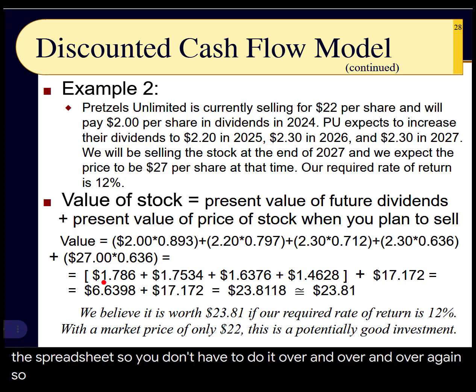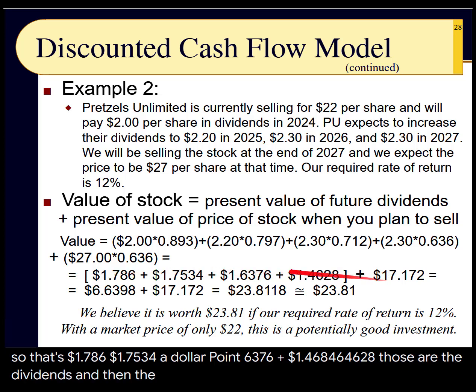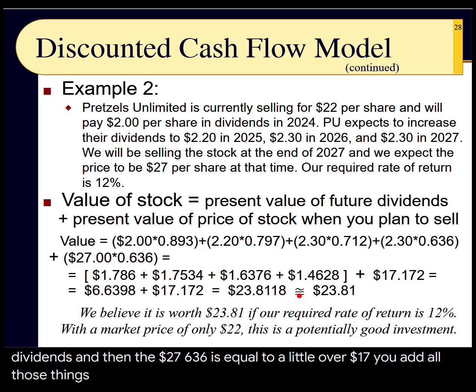So that's $1.786, $1.7534, $1.6376 plus $1.4628. Those are the dividends. And then the $27 times 0.636 is equal to a little over $17. You add all those things up and you get $23.81.